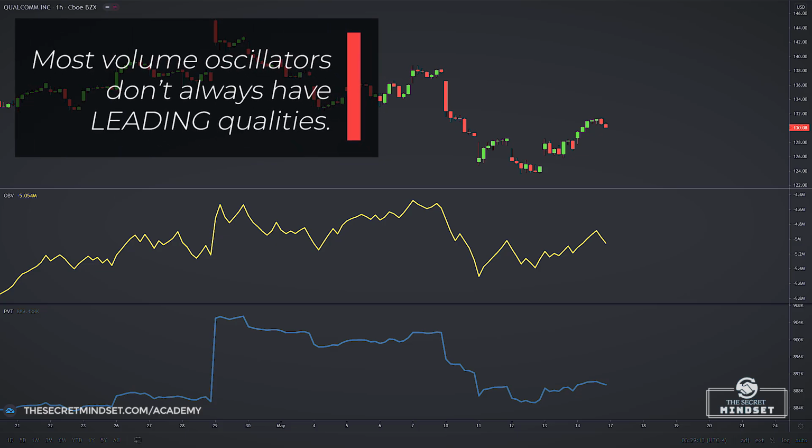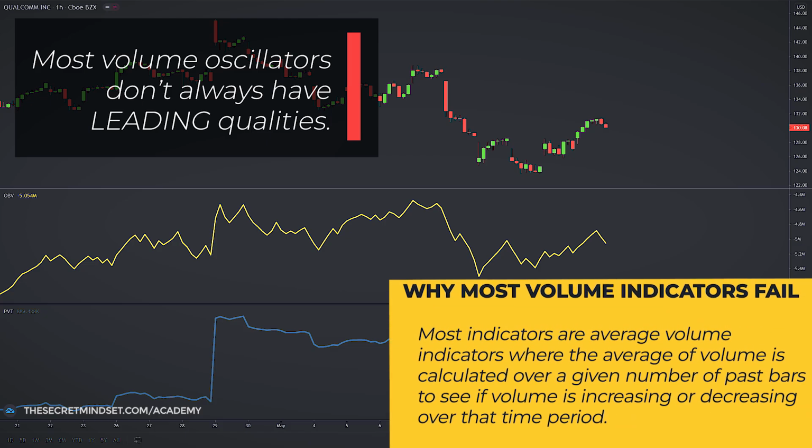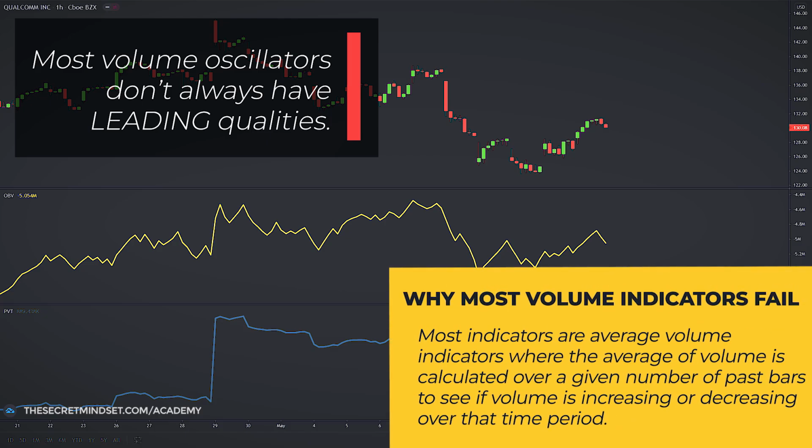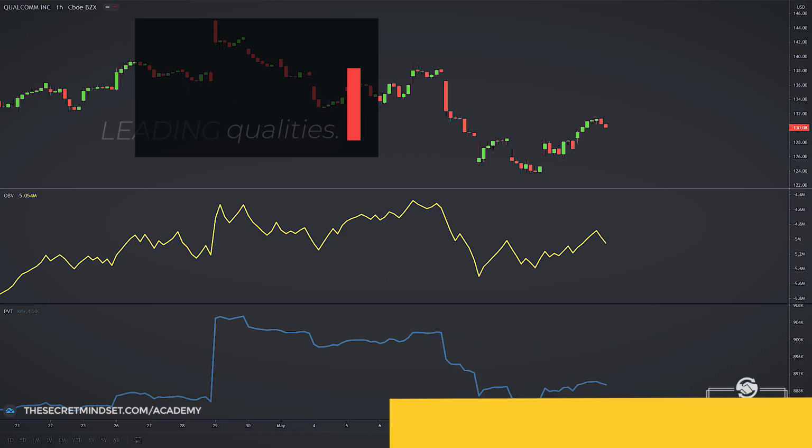If I have to guess, you probably use average volume indicators, where the average of volume is calculated over a given number of past bars to see if volume is increasing or decreasing over time. And it's okay to look at volume this way, but you'll be missing the most vital volume information. This isn't the best approach to analyze volume, and let me show you why.